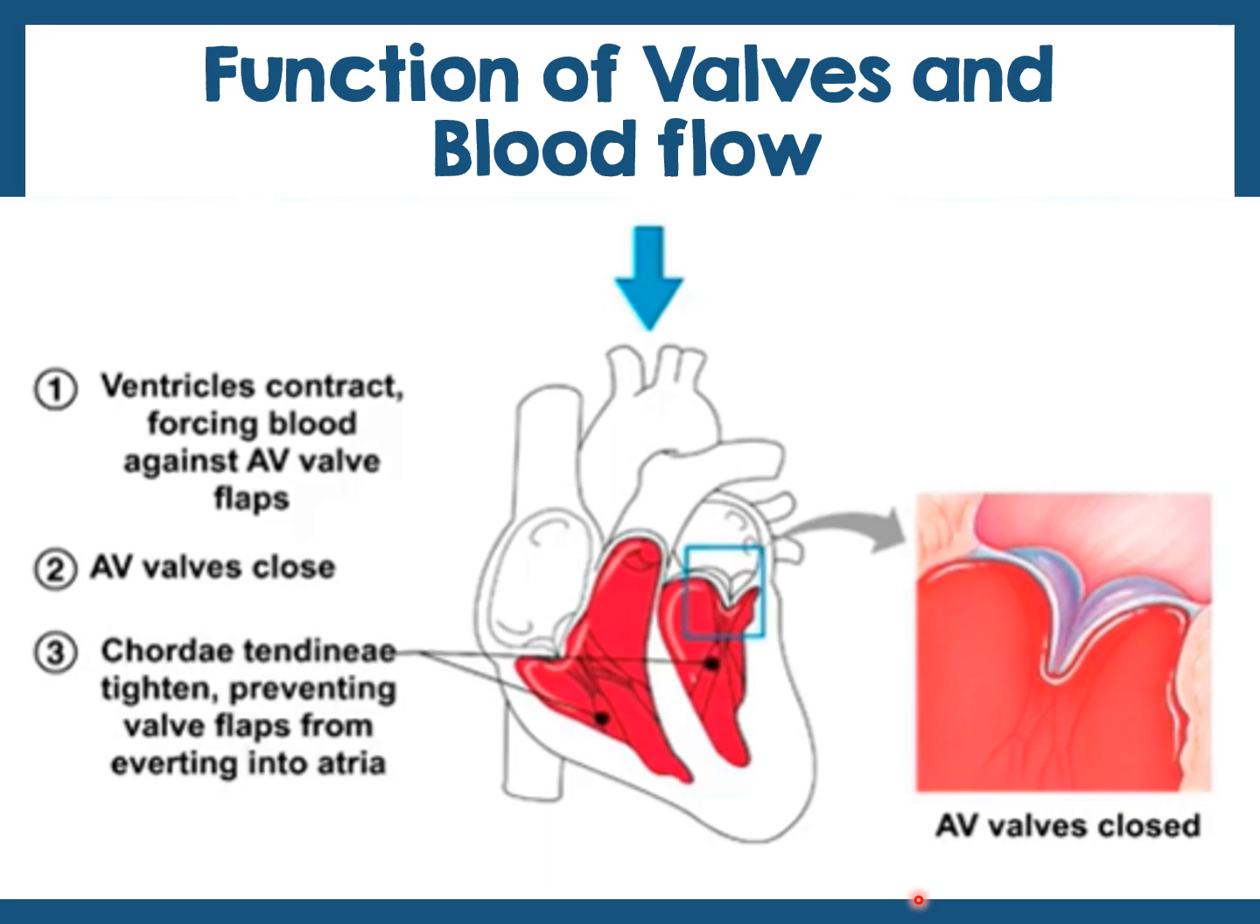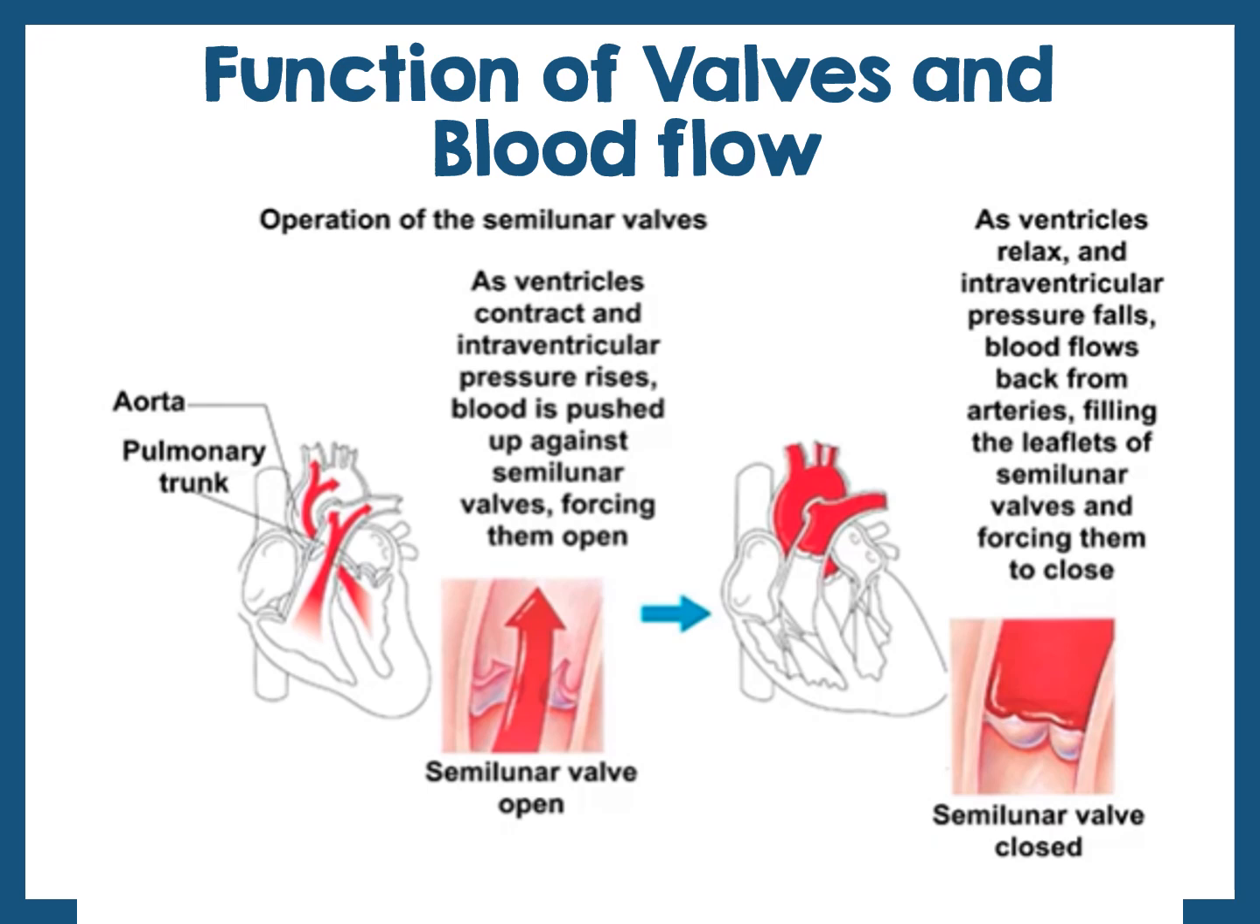However, the aortic valve and pulmonary valve do not have chordae tendineae. So when the blood pushes against these semilunar valves, they will open and blood will be able to move forward into those two systems instead of going backwards. So now the ventricles are going to empty and we can start all over again.